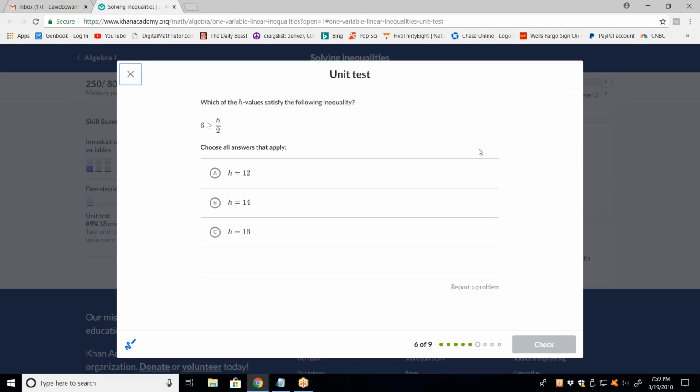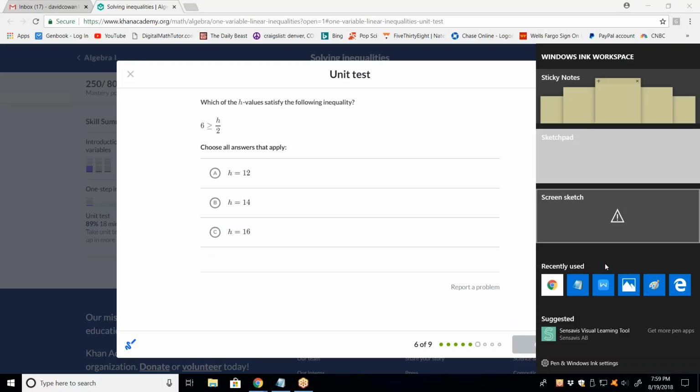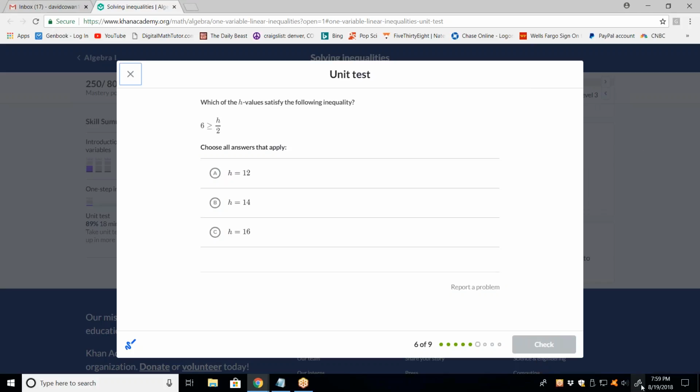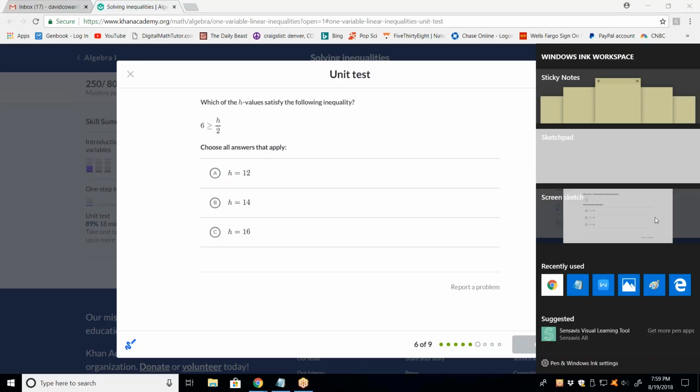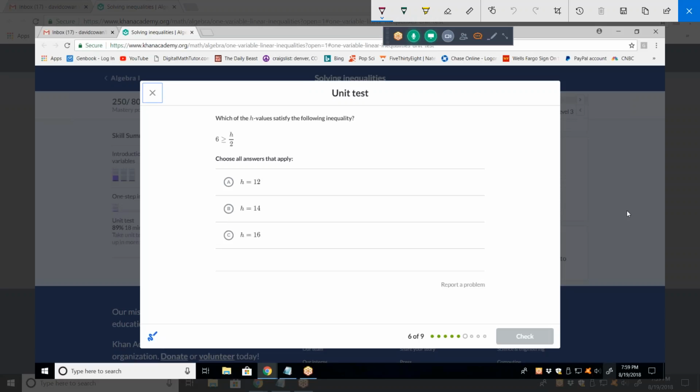One more. It's an easy one. So H is, it's all the answers actually. Oh wait, no, it's only 12. Unfortunately, my writing tool decided to stop working. Let me see if I can get it working again. Okay, now I got it. In this case, the H is on the right side already, so let's just go ahead and solve it and then switch it.